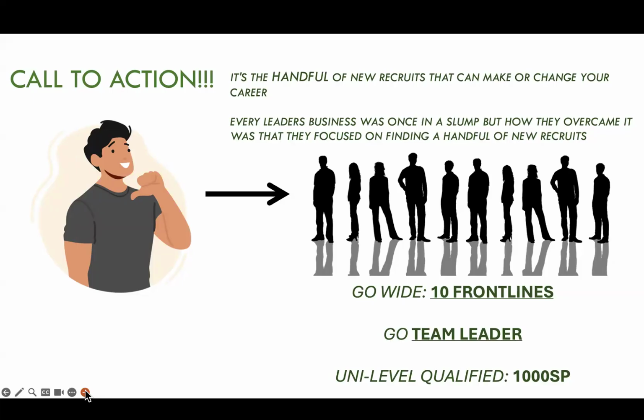Just like that, it's not the blowing of the wind, but the set of the sail. Go wide in the beginning, go 10 wide, because then you're going to have a nice open line group by the time you go team leader. You're going to unlock all levels, and your uni level is going to be nice and fat by the time you're rolling that into team leader. And obviously, from the jump, you want to be uni level qualified, so make sure you work towards, as a prerequisite, 1,000 SP personal. So that's the call to action. My best recommendation to be successful is go 10 frontline wide, make it a mission to go team leader, and become uni level qualified with 1,000 SP.